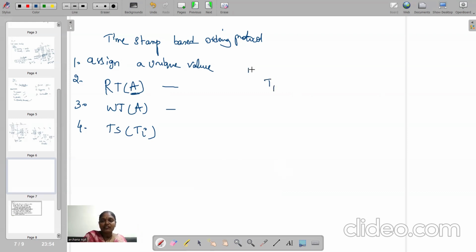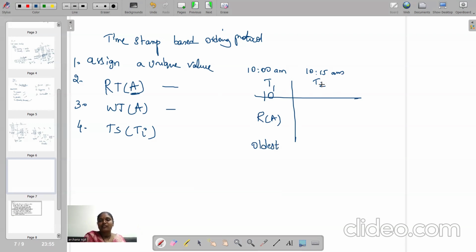T1 is a transaction which has started at 10 a.m. T2 is a transaction which has started at 10:15 a.m. Now I want to perform a read operation upon data member A. As T1 was started first, let me assign a unique value, that is 10, to the T1 transaction. So this T1 transaction is called the oldest transaction.